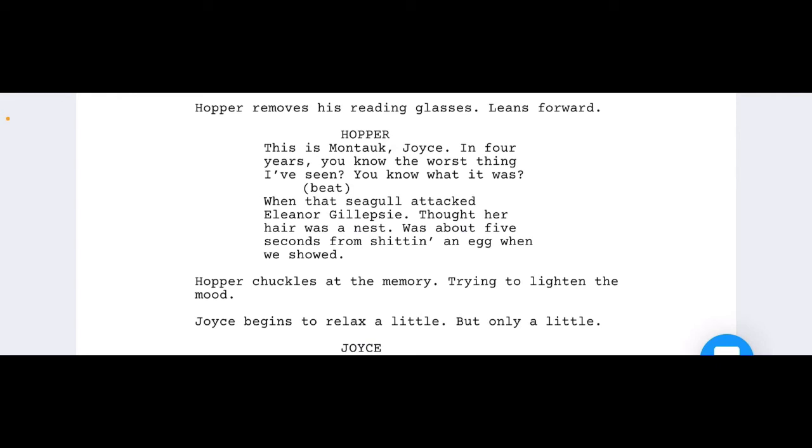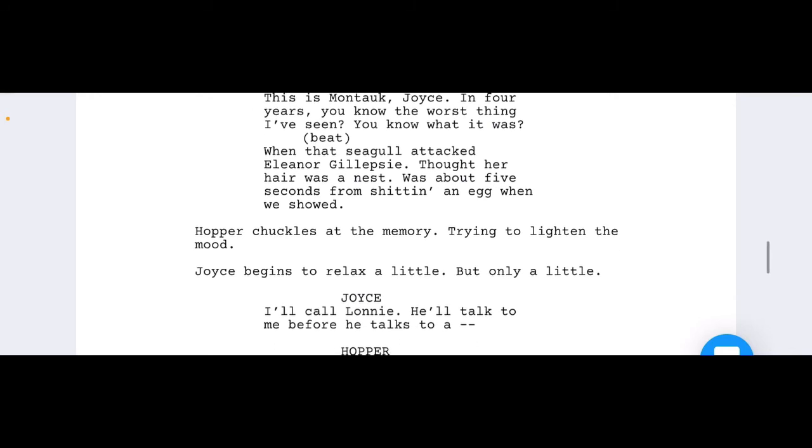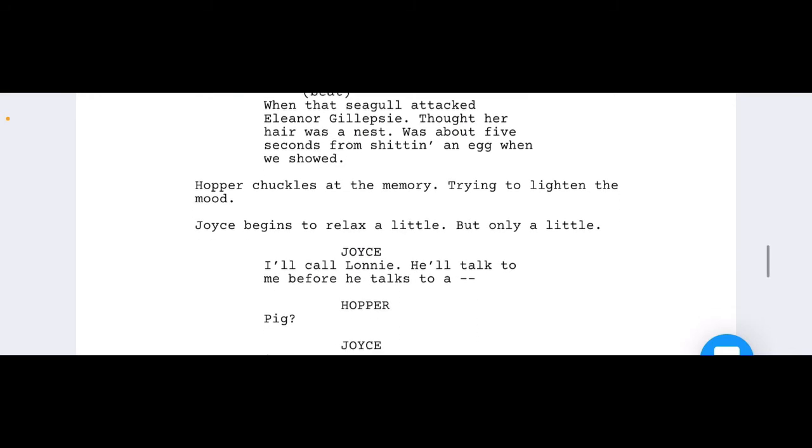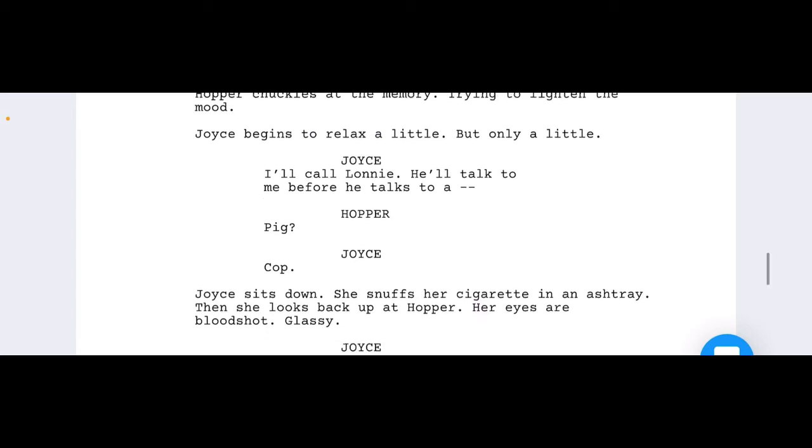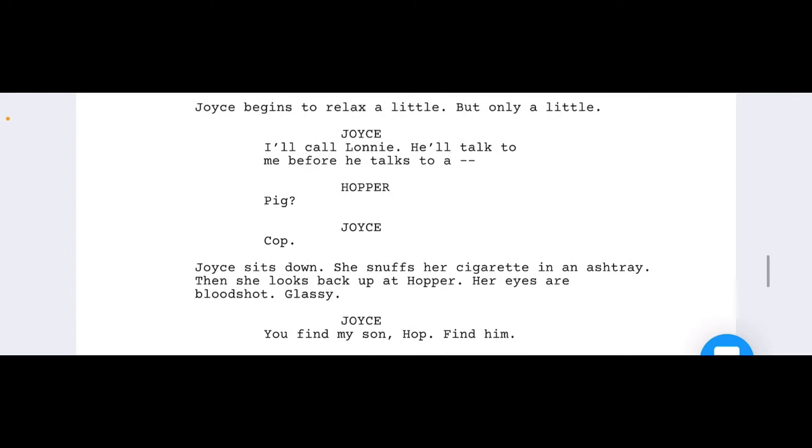When that seagull attacked Eleanor Gillespie, thought her hair was a nest. And it was about 5 seconds from shitting an egg when we showed. So he's back again with more reassurance, and as we see in this next action line, Hopper chuckles at the memory, trying to lighten the mood. So he's trying to reassure her, make her feel less concerned. And Joyce begins to relax a little, but only a little.